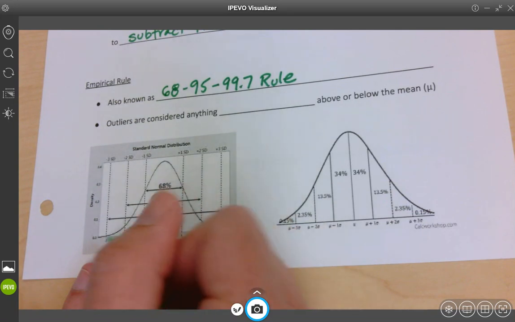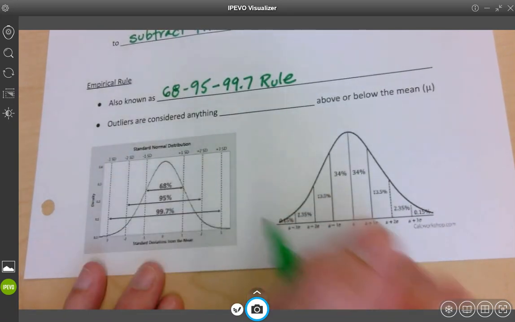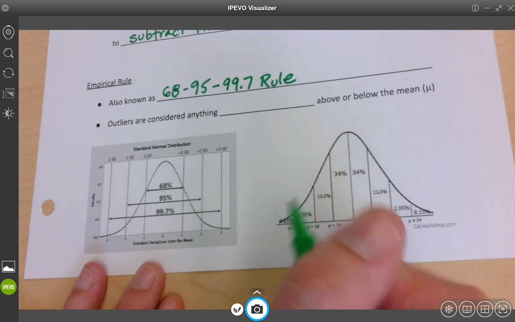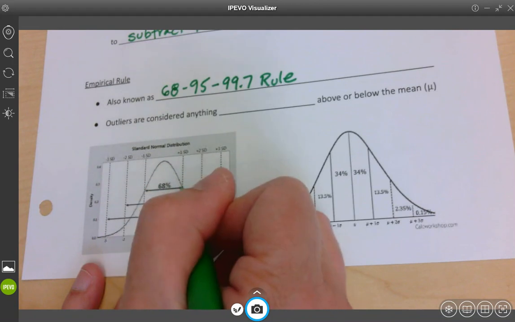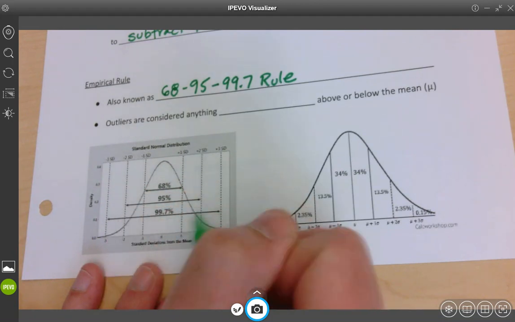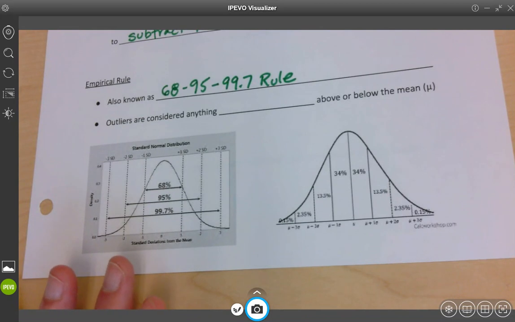Two standard deviations above, two standard deviations below. 3 standard deviations above and 3 standard deviations below. When things are normally distributed, 68% of your data points will be within one standard deviation of the mean. Think of heights as an example.